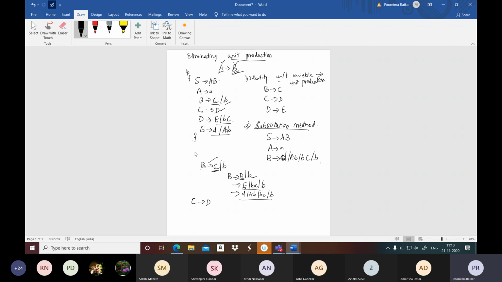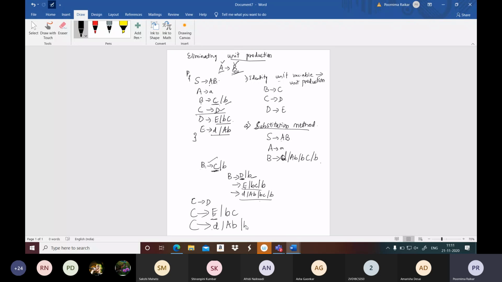In this case, you have B with C unit production. I eliminated it by using the substitution method. Next left out is C with D. Again C with D, D is a unit production which can be substituted with E, B, C. Next again E is a unit production. If I substitute with D, I get E as the substitution. E is a unit production. Again C with E I have to remove. With C, E if I remove, E can be substituted with what alternative? D and AB. So I have to substitute it with DAB.